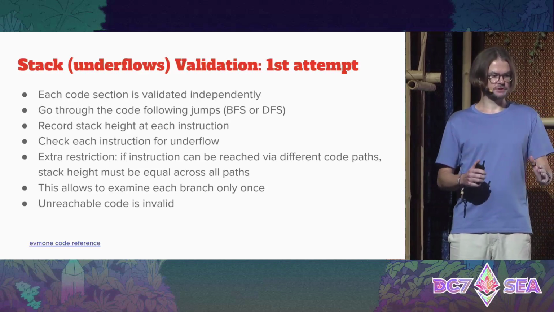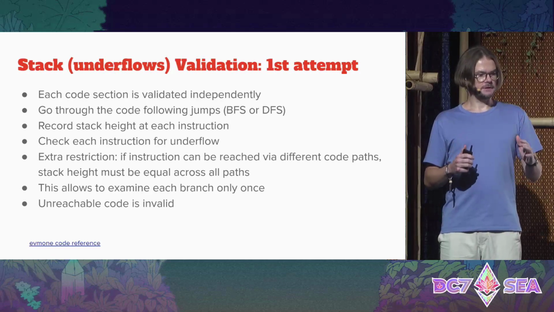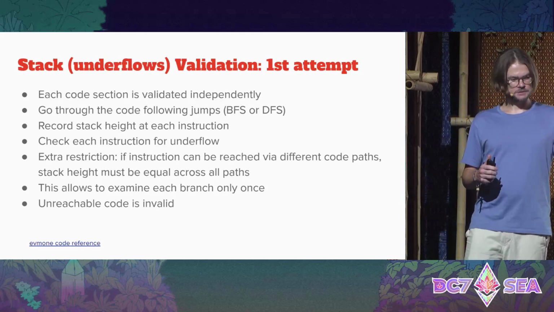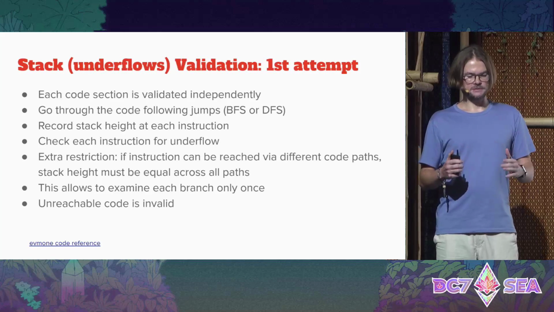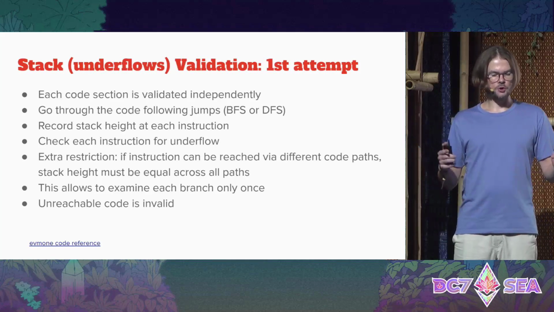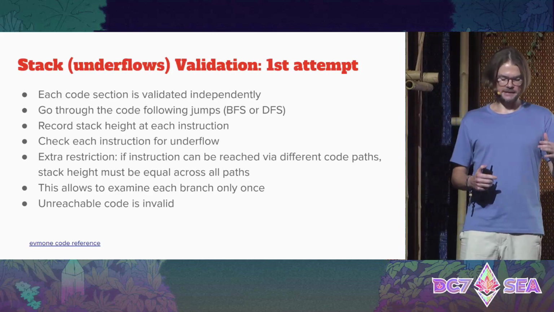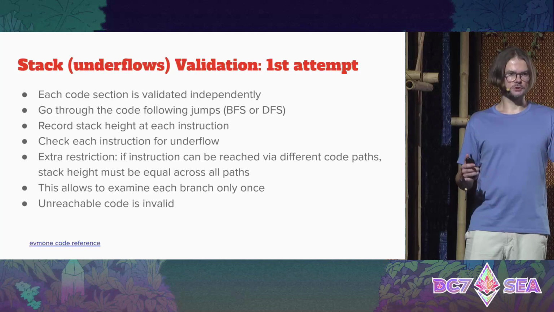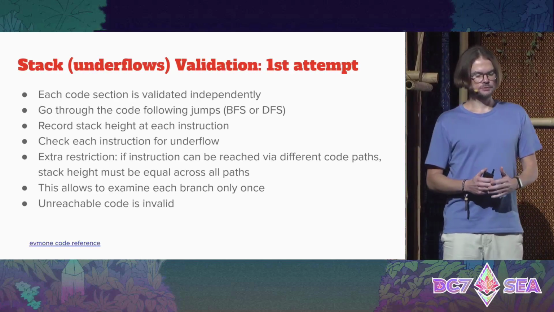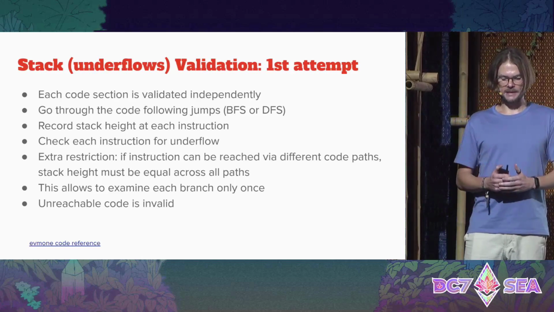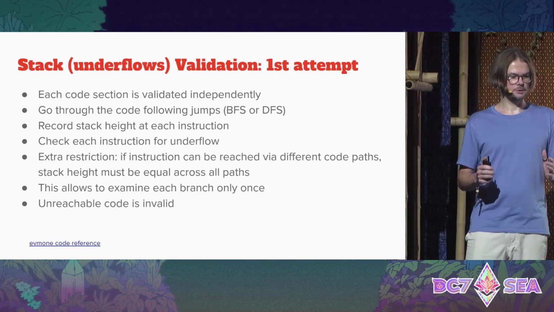And one extra restriction that makes it all possible is the rule. If we ever encounter an instruction during our traversal that was already visited before, it means that this instruction may be reached via multiple possible code paths during execution. And in this case, we require that the stack height at this instruction is equal for all possible code paths leading to it. So this is something new compared to current EVM. So this makes some of the patterns that were possible in current EVM invalid now in EOF.